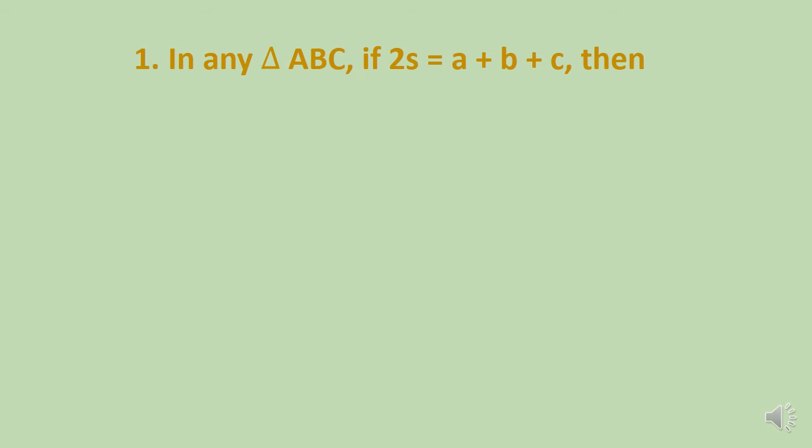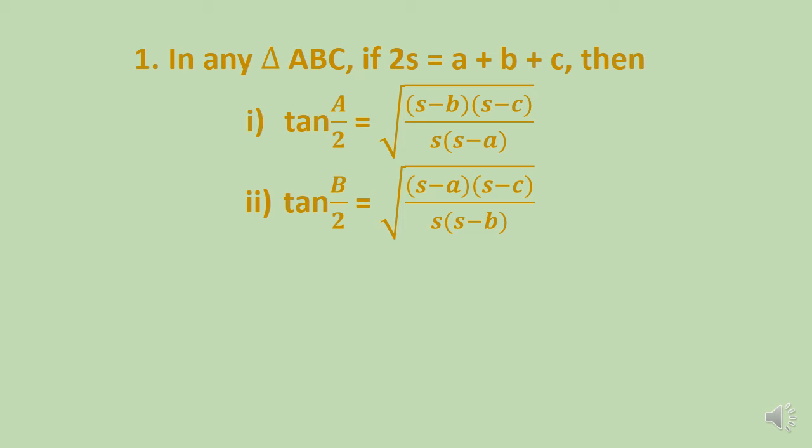Now, let us see the formula for tan. The initial part is the same, that is, in any triangle ABC, if 2s is a plus b plus c, then tan a by 2 becomes root of s minus b, s minus c upon s into s minus a. Tan b by 2, root of s minus a, s minus c upon s into s minus b. And you can see for tan c by 2 as well. Now we can prove this easily actually.